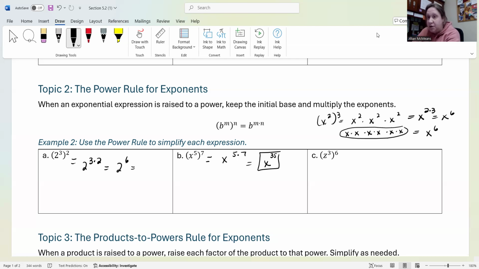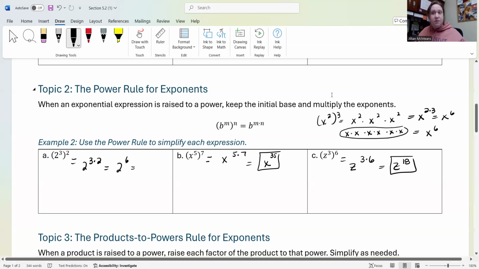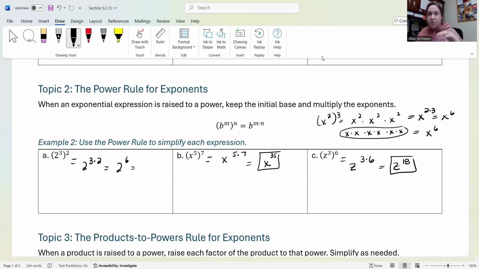Last up, we have z to the 3rd to the 6th power. Well, that is just going to equal z to the 3 times 6 power, which is z to the 18th. Okay, so the big thing here, I don't think the power rule or the product rule individually are difficult at all. They're quite simple. They save us some time. They're easy to understand. You add exponents, you multiply exponents. The hard part is sometimes we want to confuse them and do them backwards. So really, the issue here is making sure you understand which is which and when you add your exponents versus when you multiply your exponents.